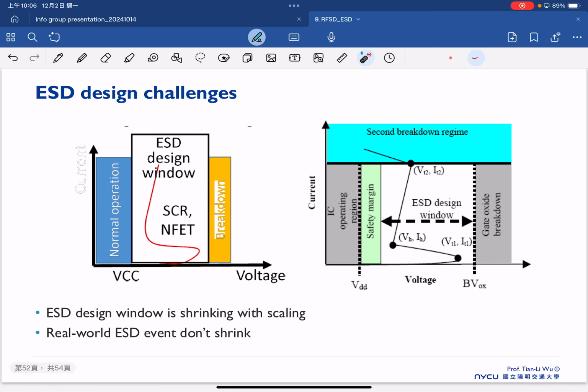And another one is that our design window is shrinking with scaling. But the problem is that the real world ESD event doesn't shrink. So for example, this is the breakdown for our device here, but this is the normal operation. Our breakdown is getting smaller here, so our ESD design window starts to shrink. That can make things very complicated for our ESD protections.